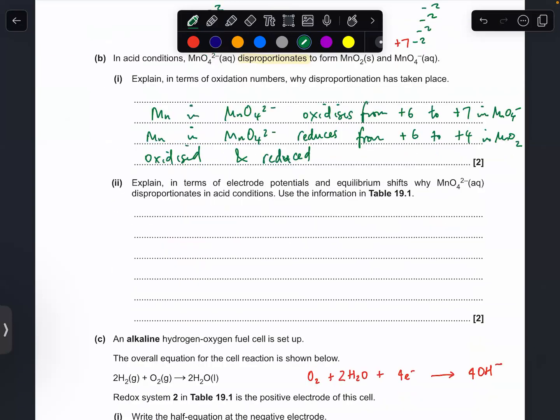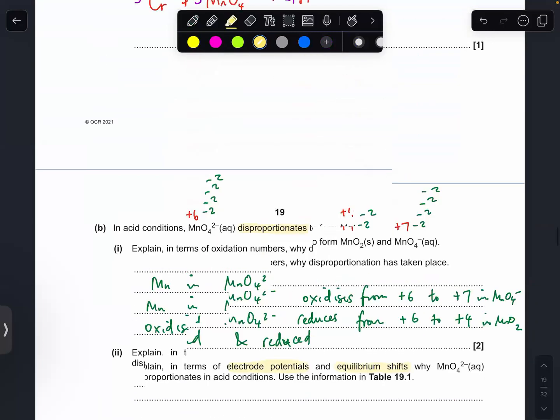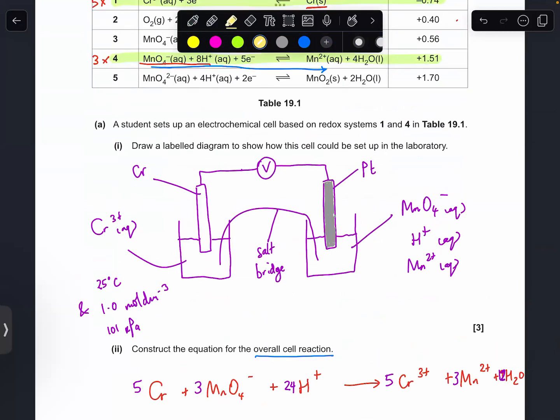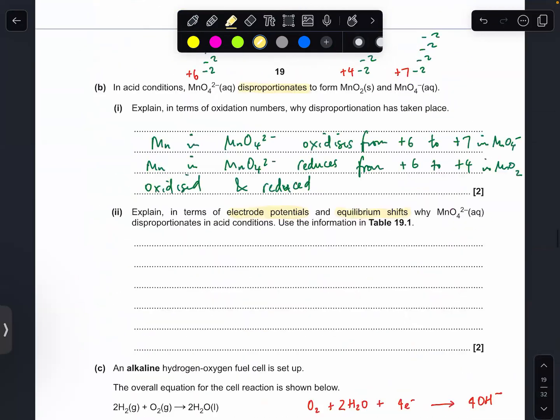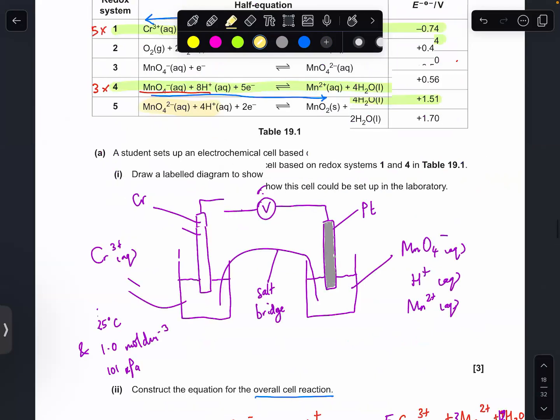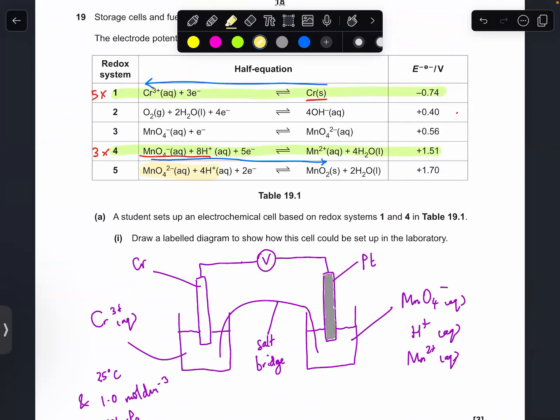It's saying explain in terms of electrode potentials and equilibrium shift. So we need to refer to 2 things, electrode potentials and shift. Is it left or right? Why does MnO4 2- disproportionate in acid conditions? You've got MnO4 2- with this. Let's read the question again. It disproportionates to give you that and that. Okay. Why does it do that?